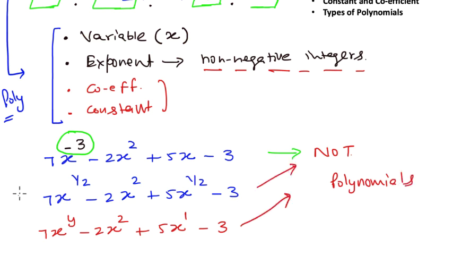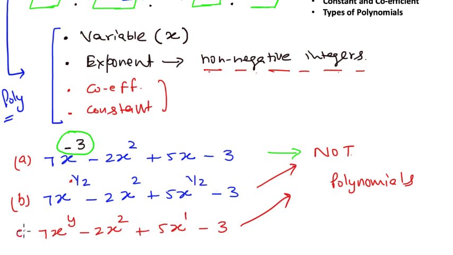Because in the case of this example number B, let's say this is an A. I have raised a power of 1/2 on x, right? And we wanted our exponents always to be non-negative integers, but this is a fraction. Hence, it is not a polynomial, right?